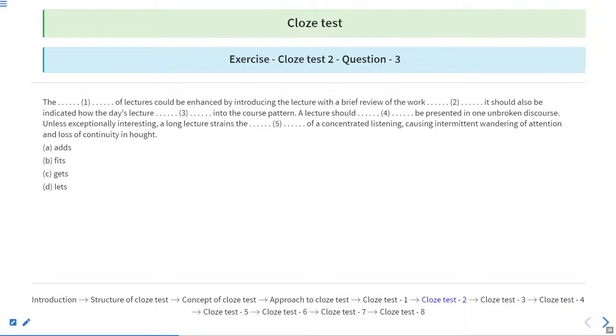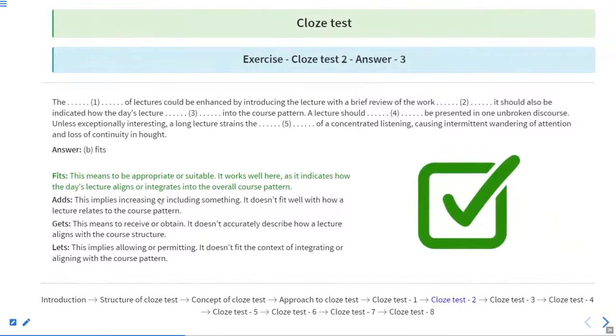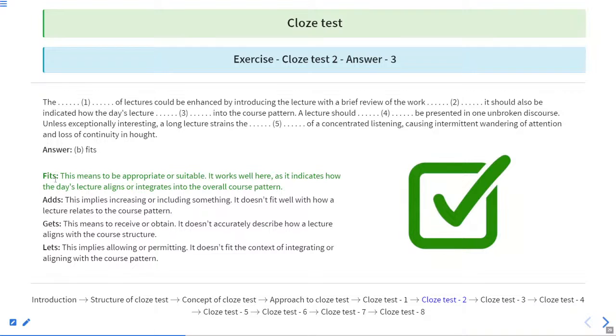Is it lets? How the day's lecture lets into the course pattern? Again, it doesn't make grammatical sense. So the correct answer is, of course, fits. It means appropriate or suitable.